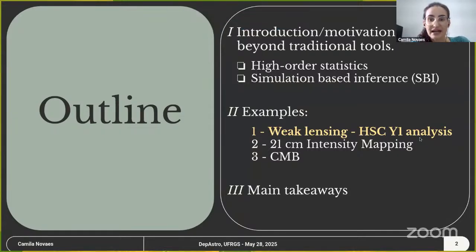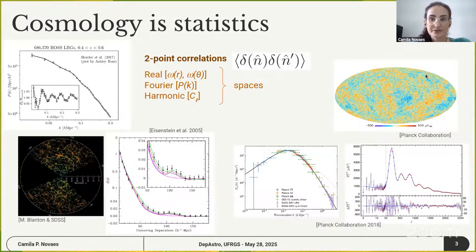So I will start just with some introduction and motivation for the statistical tools that we use. And I will present some examples. I will spend most of the time in this first example, analyzing weak lensing. And then I will show a similar analysis, but using a different large-scale structure tracer, and also using CMB data. And then the conclusions.